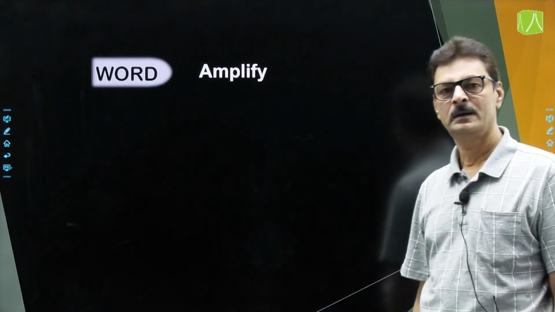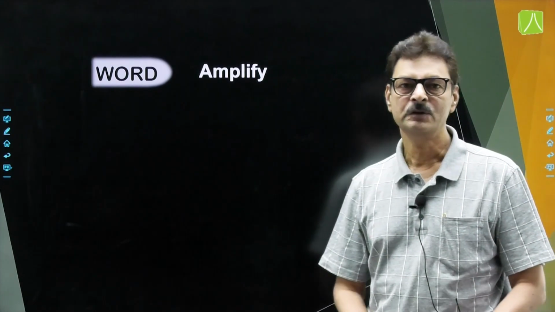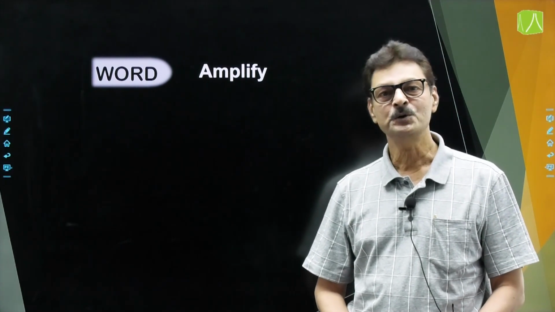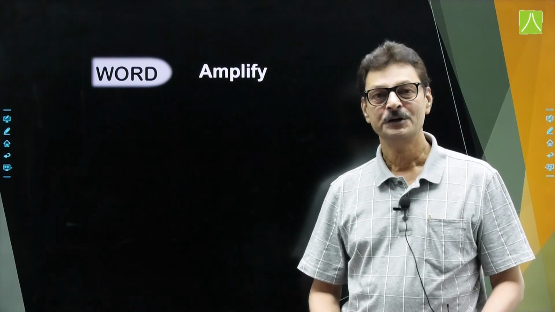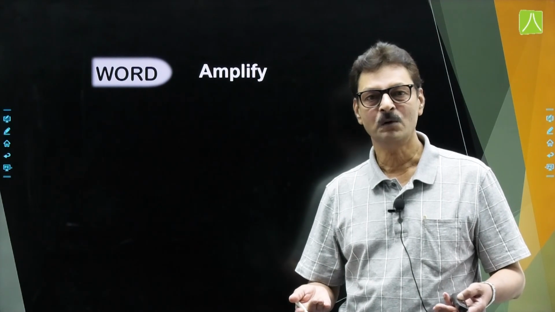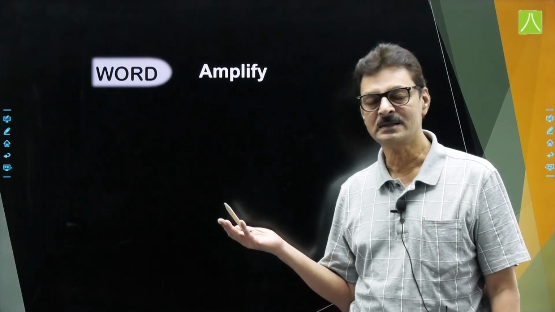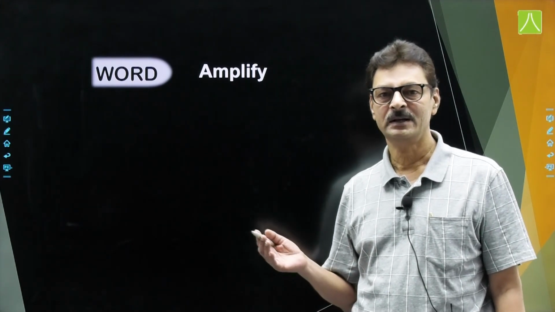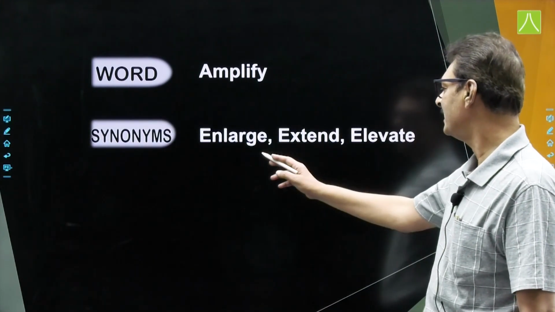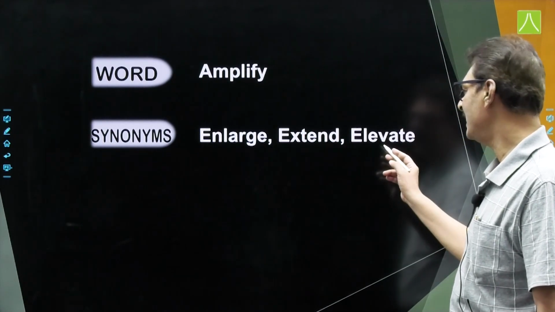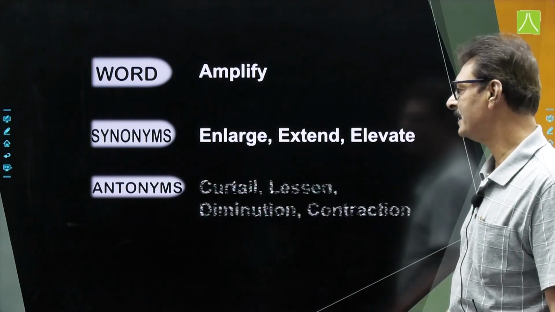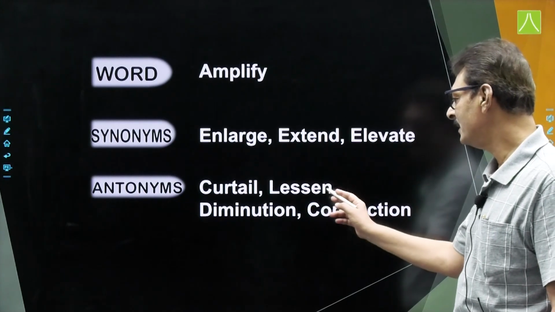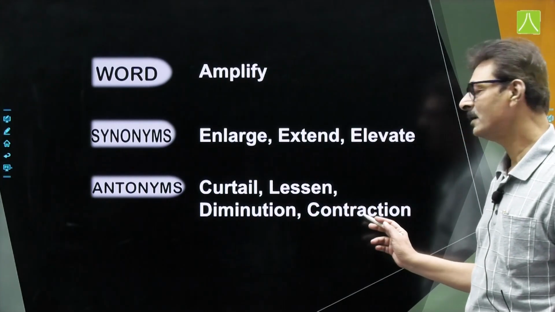Amplify. Yes, you must have used amplifiers. क्यों use करते हैं amplifier? To increase the sound. So amplify means the same. So something which increases the sound is amplifier. So amplifier is enlarge, extend, elevate. And इसके antonym रहेंगे curtail, lessen, diminution or contraction.